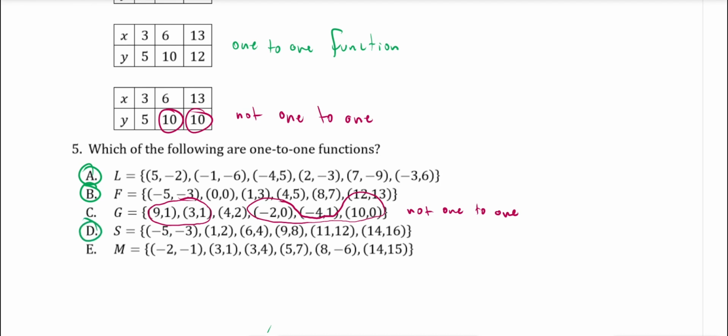Again, we've got to check for x value repeating. Oh, wait a minute, I see one. So here I have 3 and 3, giving me two distinct y value outputs. This is in fact not a function.